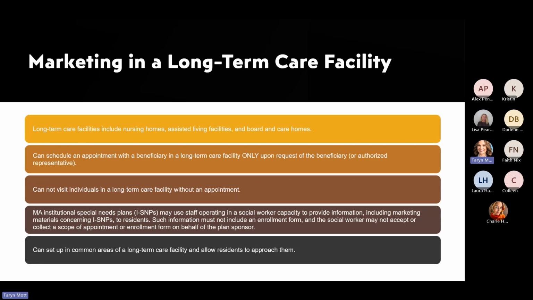It needs to be a scheduled visit. If they schedule it, you absolutely can go into their room if you have a scheduled time and appointment with them. And also the facility cannot collect enrollment forms for you at all. They can call and request you to come visit with somebody, but the beneficiary would need to schedule an appointment.